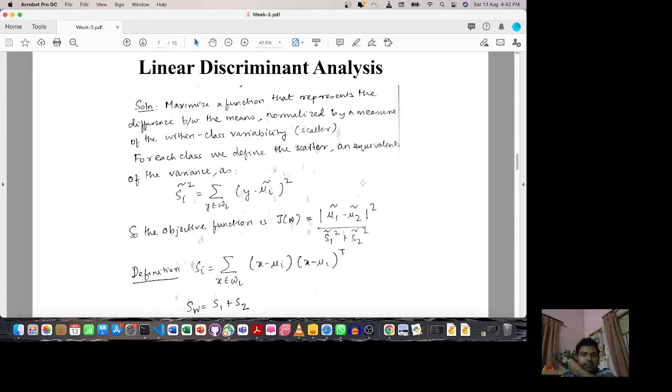Because JW is this function which shows the difference between the two means. So when I am taking the derivative of JW, my ultimate aim is to work out the maximum value that JW can achieve. So for that I am taking the derivative.